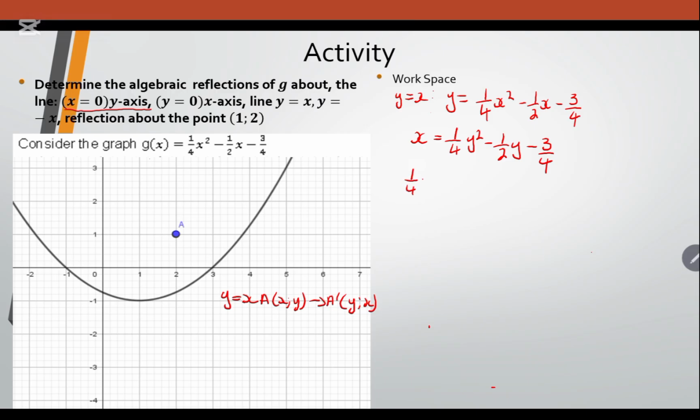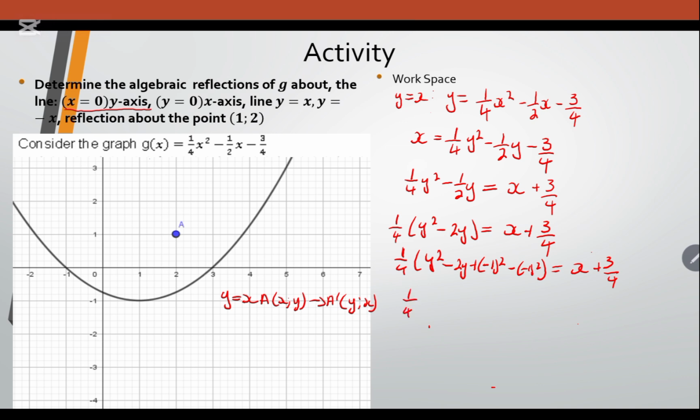So we've got 1 over 4 y squared minus 1 over 2y is equal to x plus 3 over 4. Now, for me to deal with this, I will need to take out the common factor. So I'm going to complete the square. For me to complete the square here, the first thing, the coefficient of y squared is 1 over 4, so I'm going to take it out as a common factor. I'm left with y squared minus 2y is equal to x plus 3 over 4.